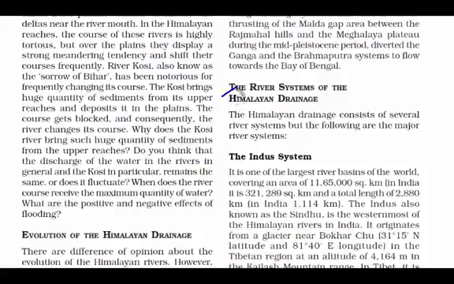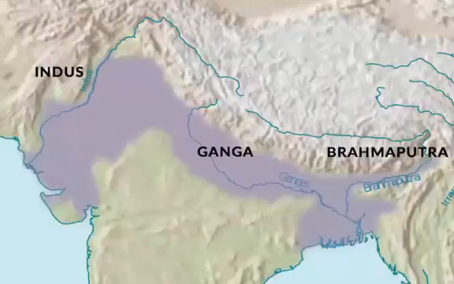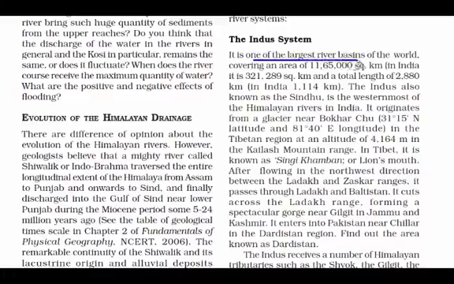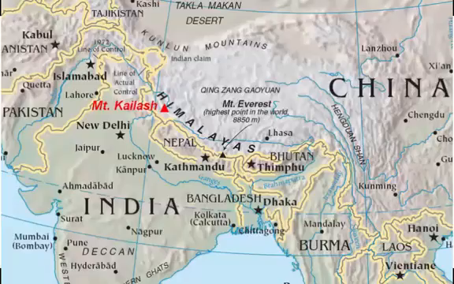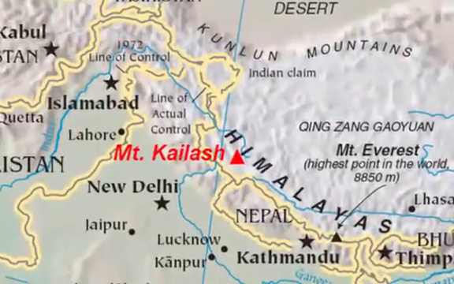Now let's talk about the river systems of the Himalayan drainage. The Himalayan drainage system consists of three major river systems. They are the Indus river system, the Ganga river system and the Brahmaputra river system. Indus is one of the largest river basins of the world. Now on the westernmost side of the Himalayan rivers, near the Pakistan area, it is called River Sindhu. But it originates from a glacier near Bokhar Chu, that is in the Tibetan region near the Kailash mountain range.